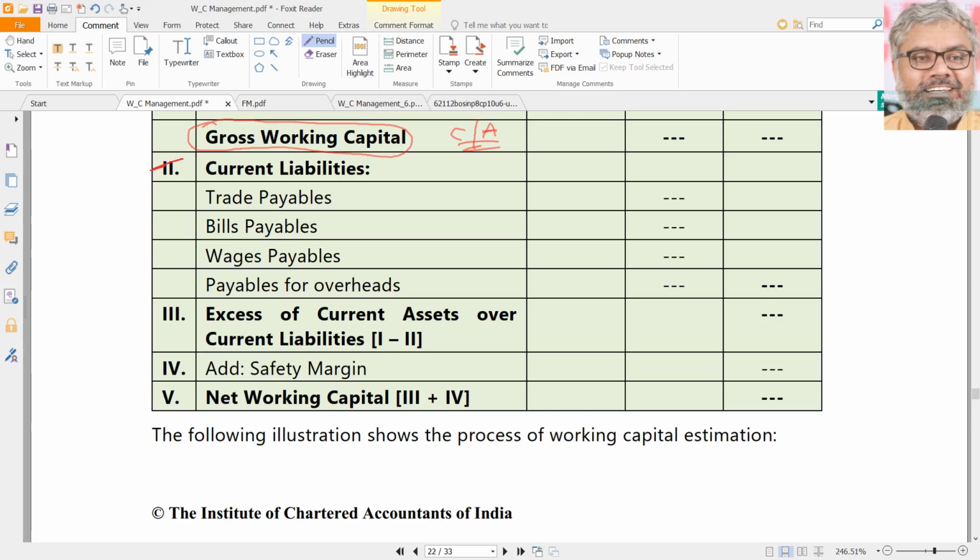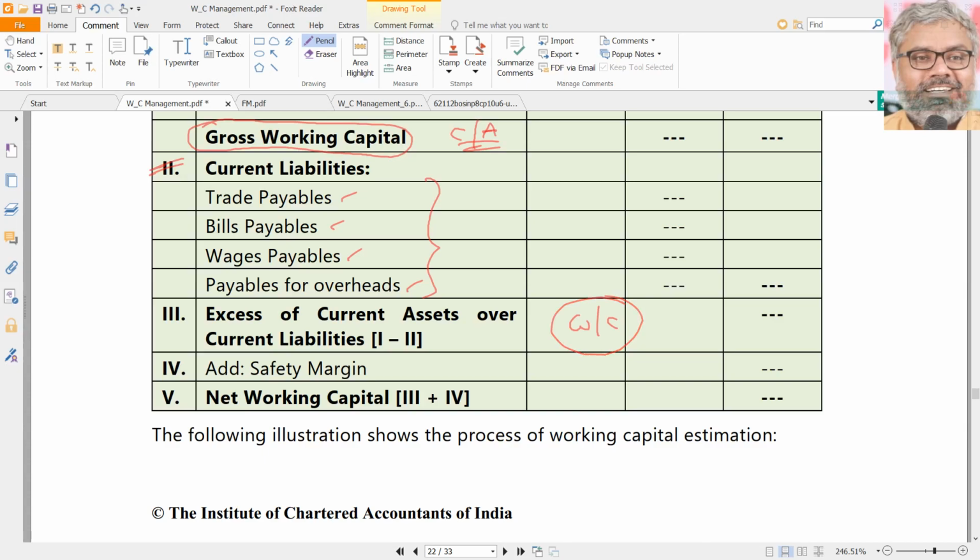From that, deduct current liabilities, which could be many. There could be trade payables, bills payables, outstanding wages, outstanding overheads, any other outstanding expenses. All of them are current liabilities. They have to be taken. Then the excess of current assets over current liabilities is what is working capital. That is 1 minus 2. But is that the final thing?